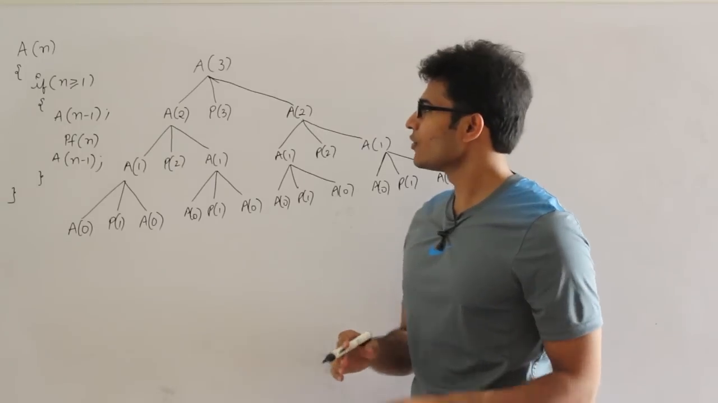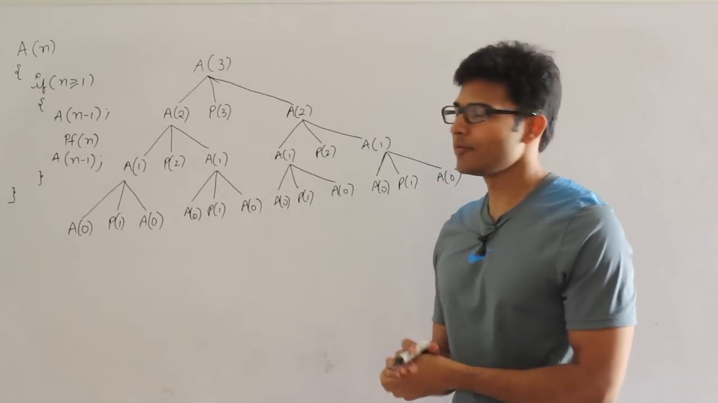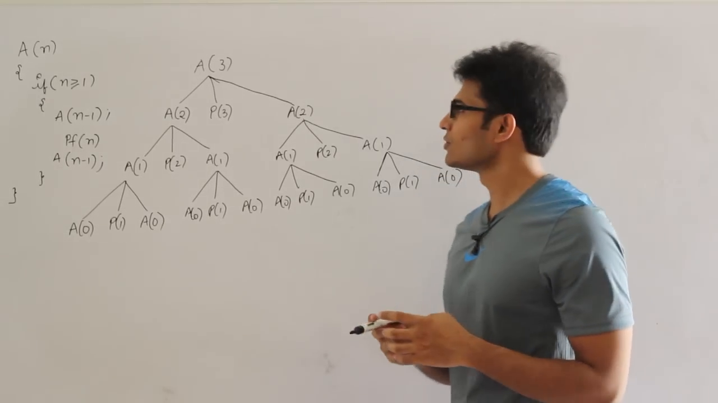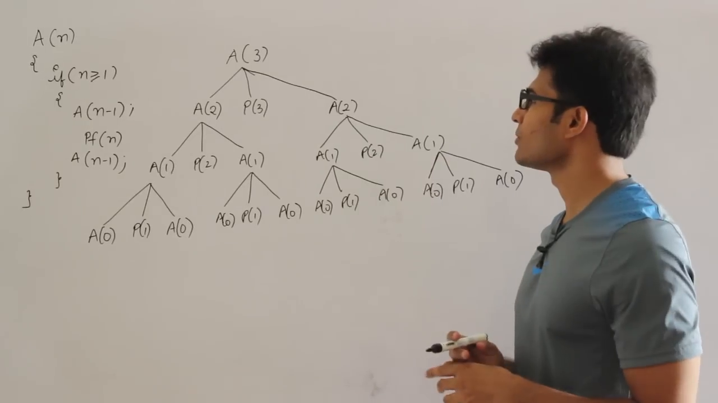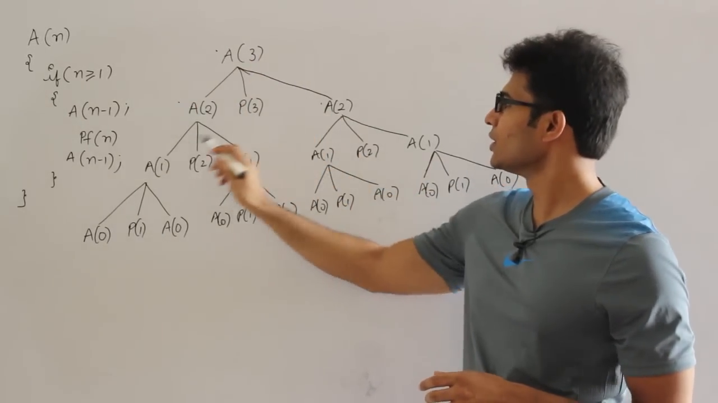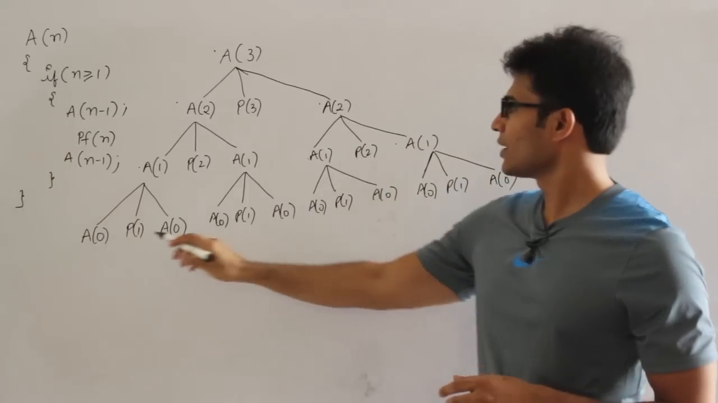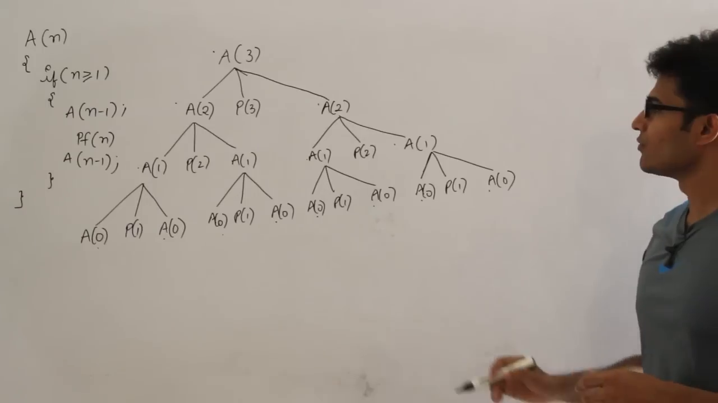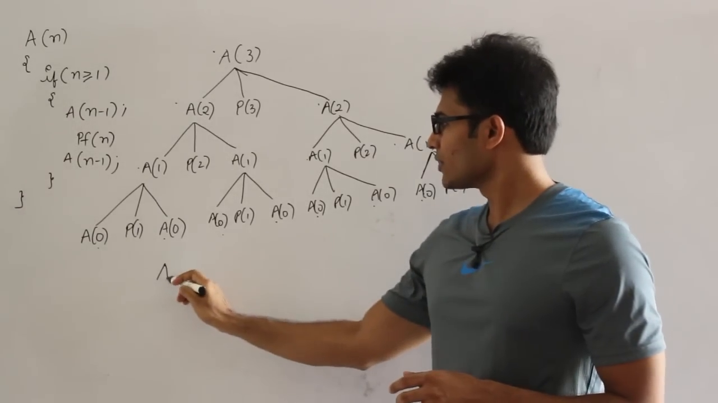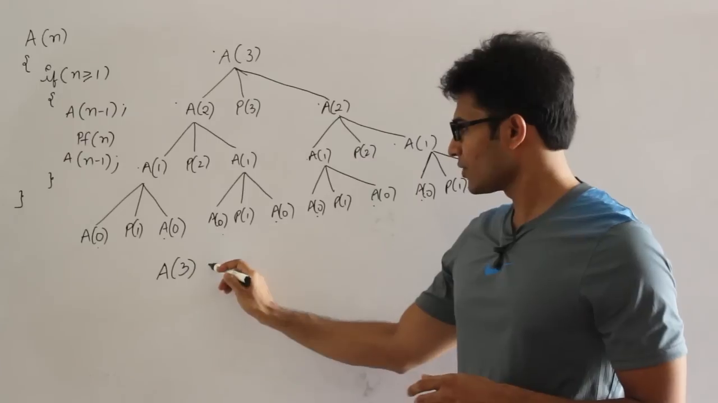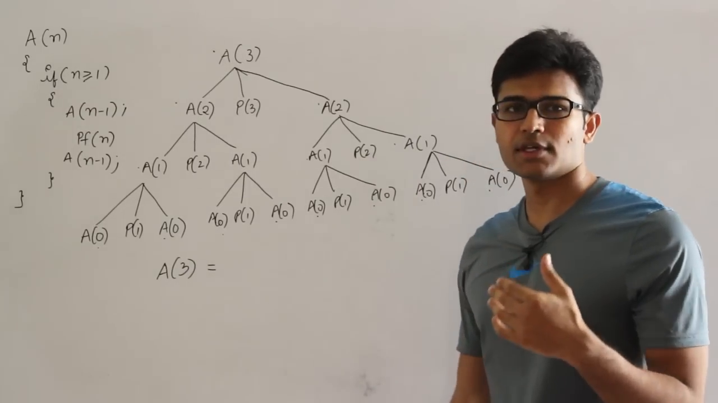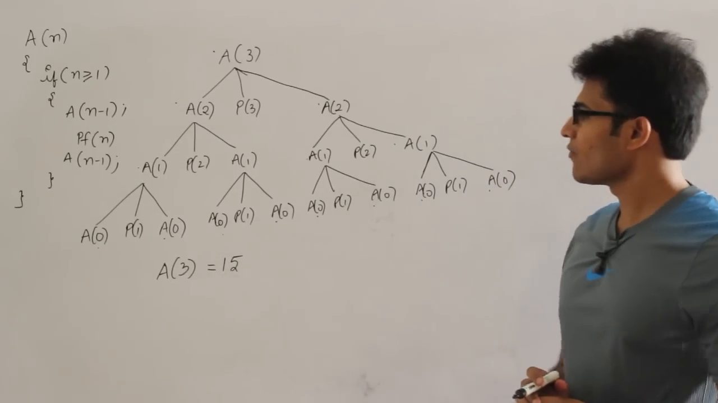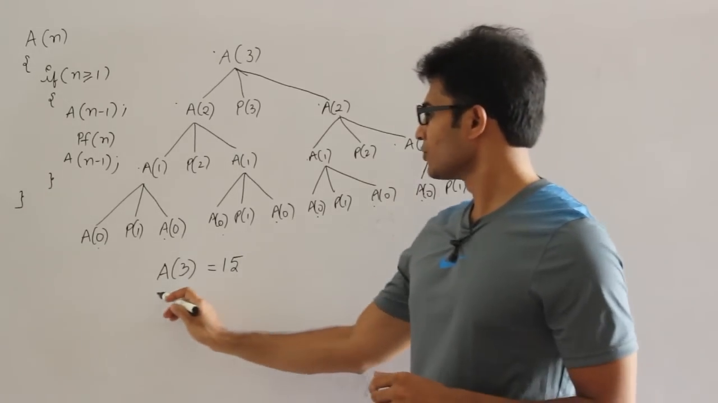So one thing is, in order to compute this a of 3, how many times is a called? That question could be answered by counting the total number of a's: 1, 2, 3, 4, 5, 6, 7, 8, 9, 10, 11, 12, 13, 14, 15, which means in order to solve the question with a of 3, the total number of recursive calls, or the total number of times a is called, is 15 times. And what if I have to solve a of 2?